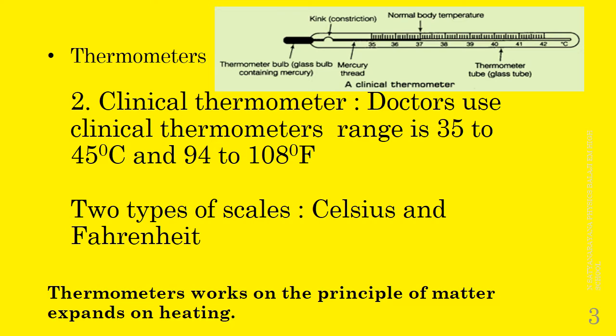Okay, normally doctors use this clinical thermometer, range from 35 to 45 degrees centigrade, or if it is Fahrenheit, 94 to 108 degrees Fahrenheit. That means there are two types of scales of thermometers, one Celsius scale and the other Fahrenheit scale. So what are the two types? Celsius scale and Fahrenheit scale. Okay.